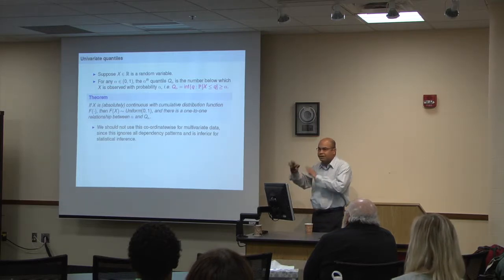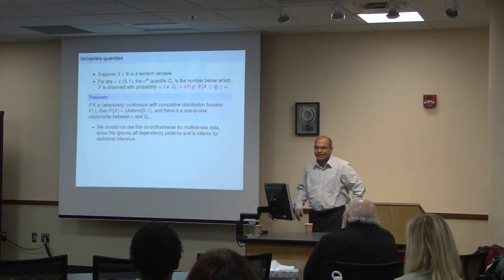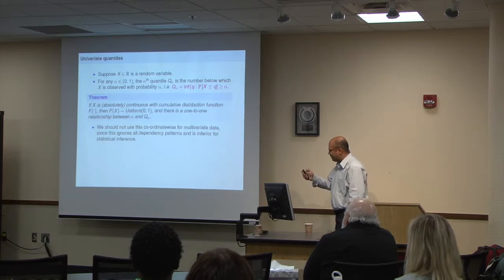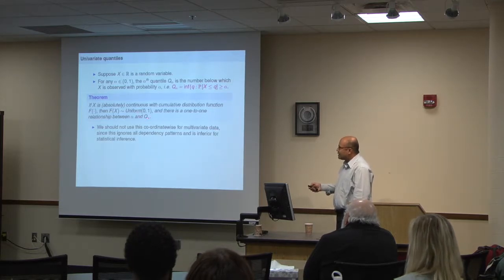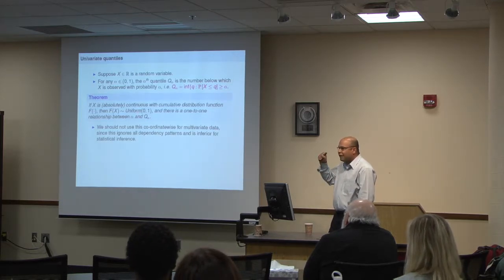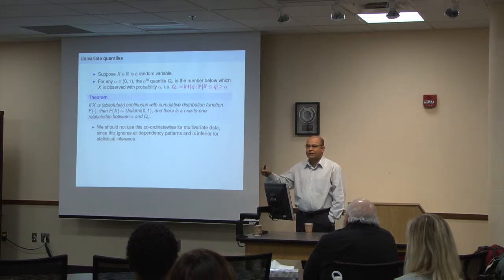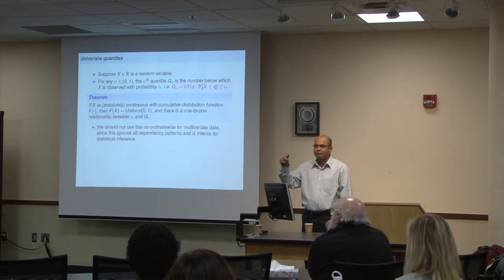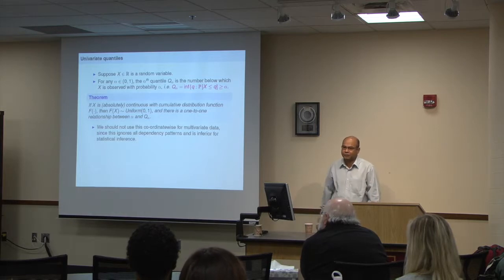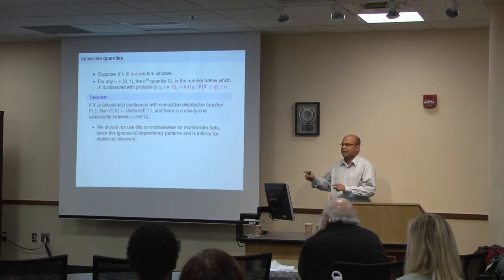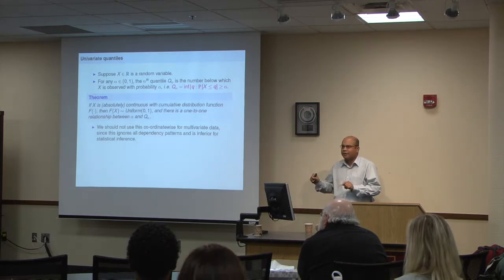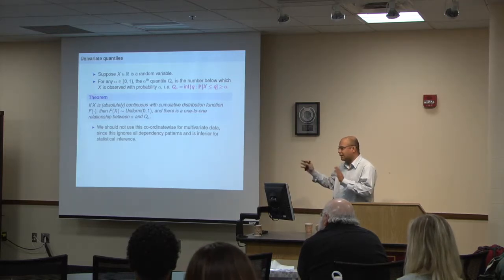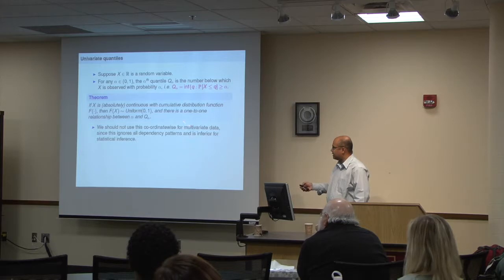I'd have a few theorems. Just feel free to ignore all these technical statements. I'll try to explain them in words. It's a one-to-one map. If I give you a quantile, you can tell me what probability it corresponds to. And if I give you a probability, you can tell me what quantile it corresponds to. That one-to-one-ness makes statistical inference so crisp. That's what makes it work. And this is a theorem that just says that.